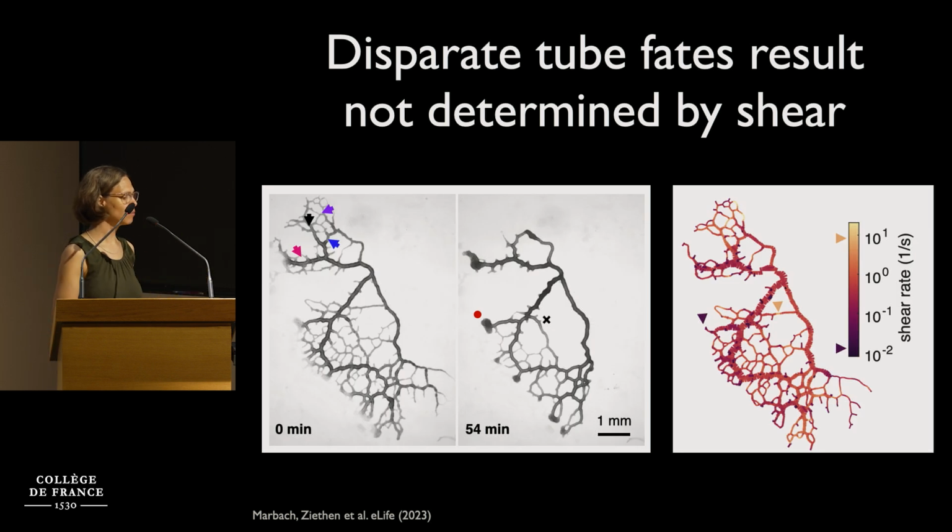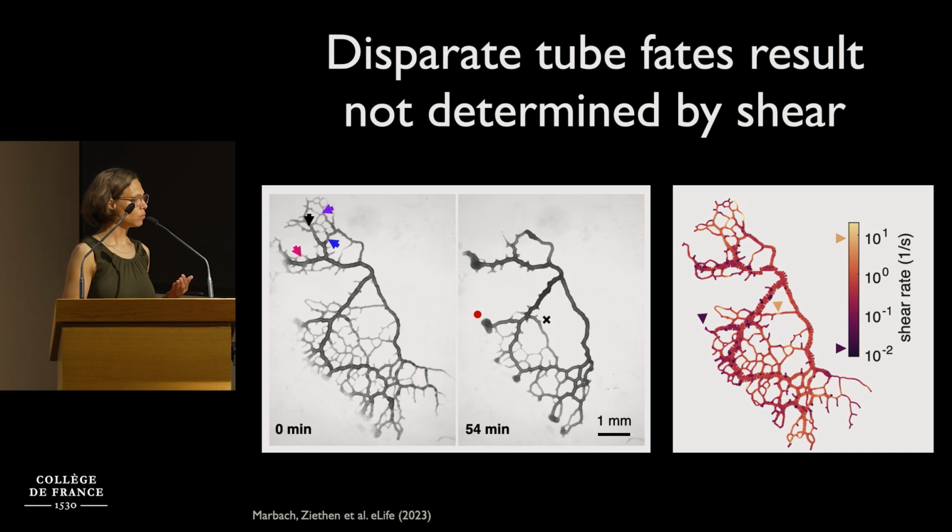And just to emphasize that the shear rate has no predictive power, let's look at this entire network that's reorganizing over time. It's starving, and a lot of veins are pruning away. And if we map out the shear rate at this initial time frame, which is this one, there's no predictive power in saying that those with high shear rate will vanish and those with low shear rate will stay.